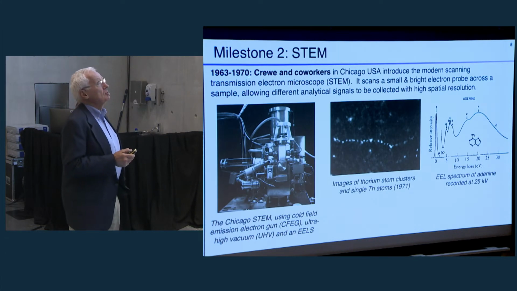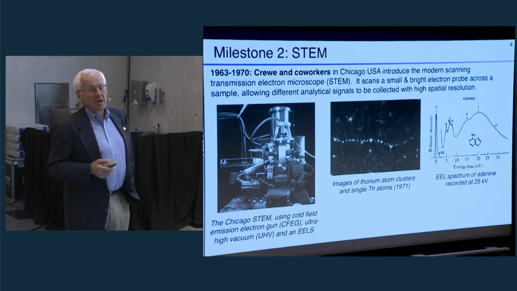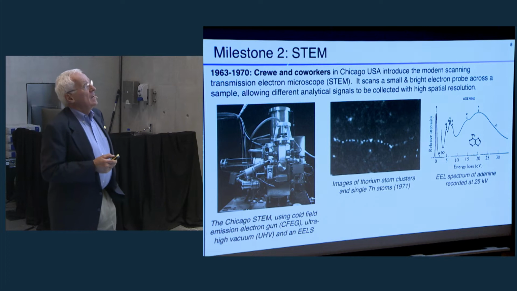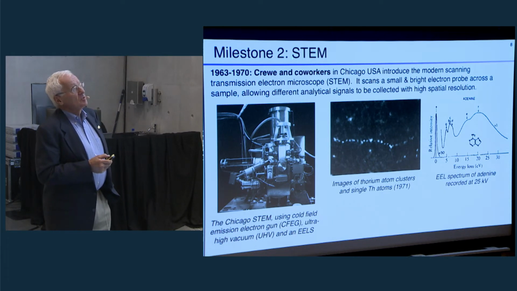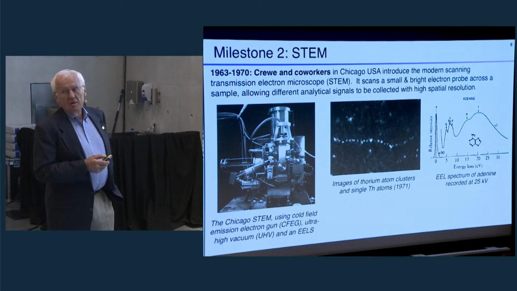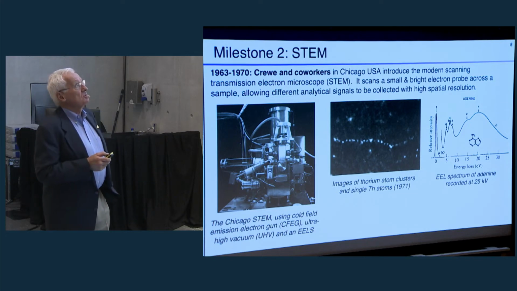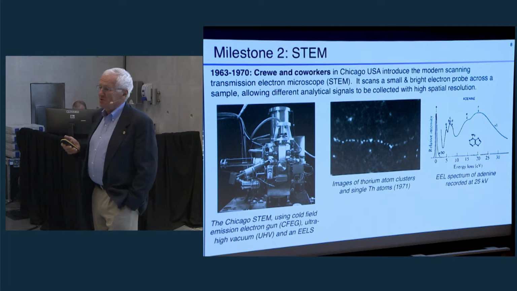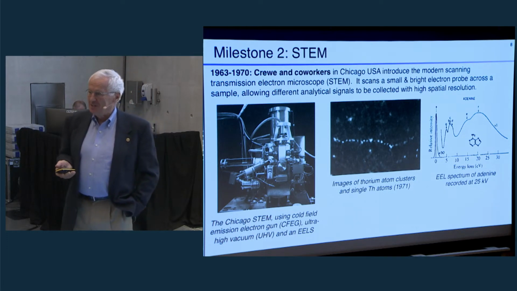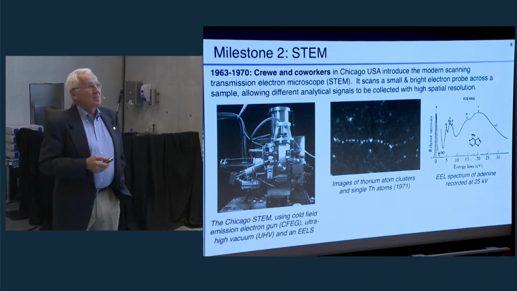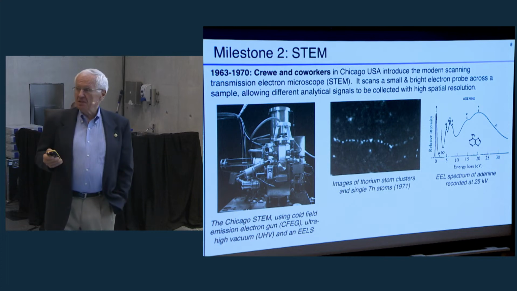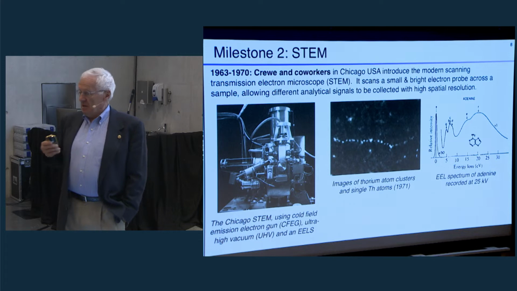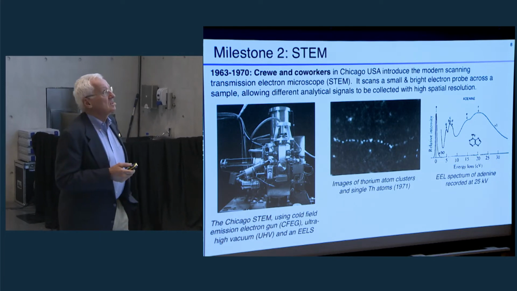Milestone number 2: Albert Crewe and co-workers, students like Mike Isaacson and Joe Wall, put together what was then, to them, a completely new scanning principle for the electron microscope, the scanning transmission electron microscope. It turns out that von Ardenne had a similar instrument in Berlin back in the 1930s, but you really needed electronic image recording. So electronics was not up to the requirements back in the 30s.